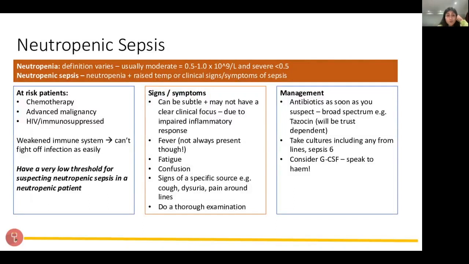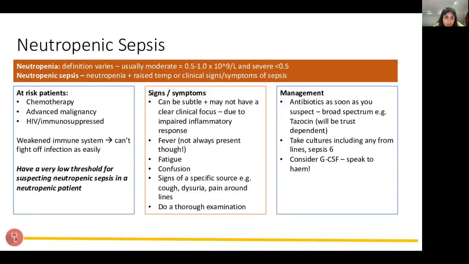And alongside that, you'll also have either a raised temperature or other signs of sepsis. Patients won't always have a raised temperature because if you're immunosuppressed, then you've not really got the immune cells to actually produce a temperature. So we basically say neutropenia as well as either a fever or any clinical indications of sepsis.